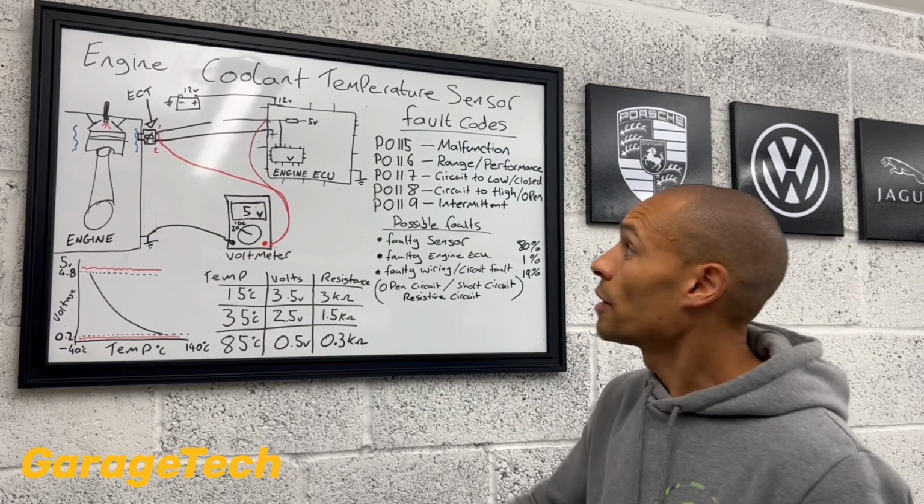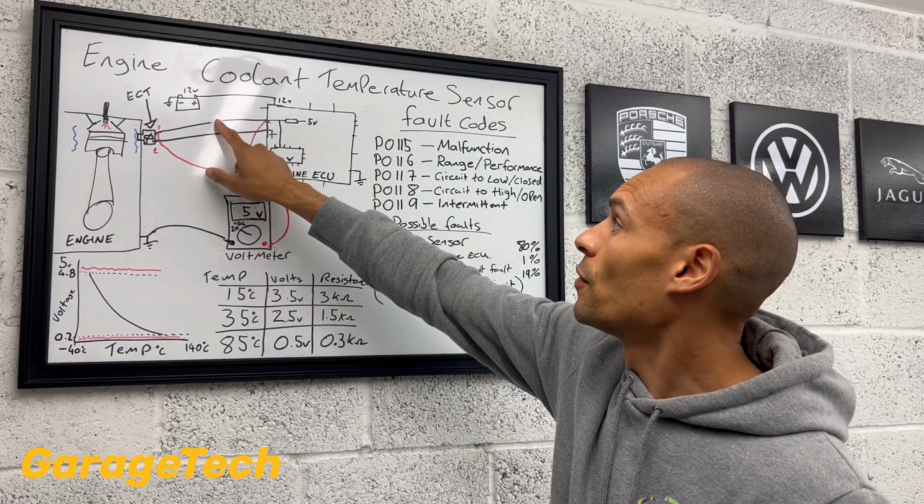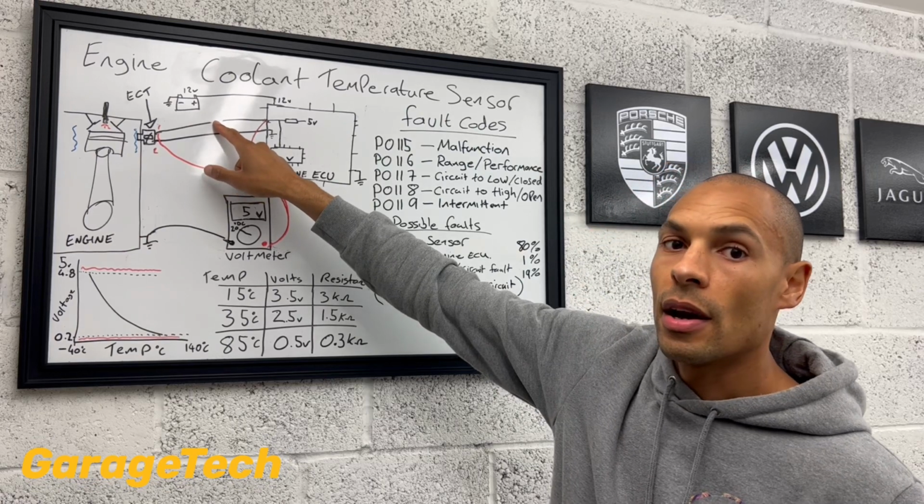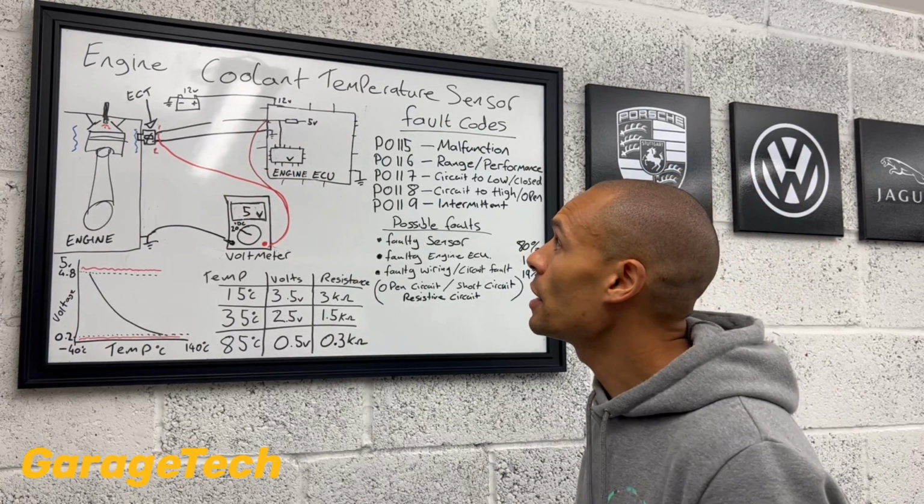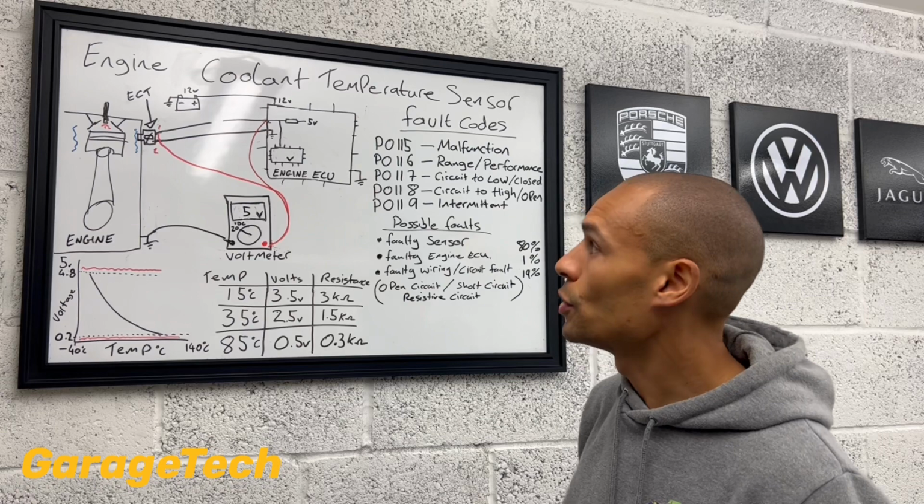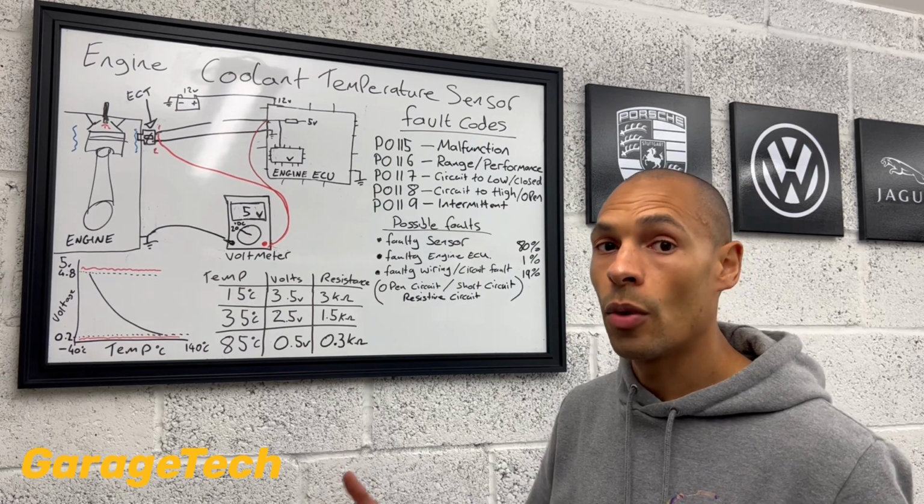So in that example, you'd probably have to chase the wire back and have a look to see if you can find where the cut in the wire is. The only other kind of test that you could do is put an overlay wiring harness on it.